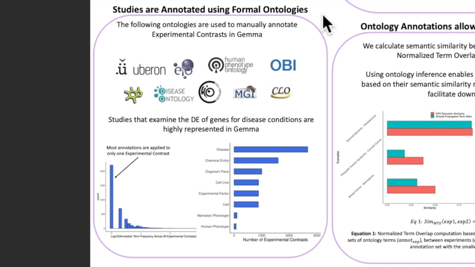When looking at how frequently a given ontology term is used to annotate the experimental contrasts, most are applied to only a single experimental contrast in the database. These annotations cover a broad range of topics, and we can see that studies examining disease conditions are highly represented. This means that GEMMA contains many experimental contrasts that involve looking at the expression of genes for some disease condition in comparison to another disease condition, or to that of some non-disease control.